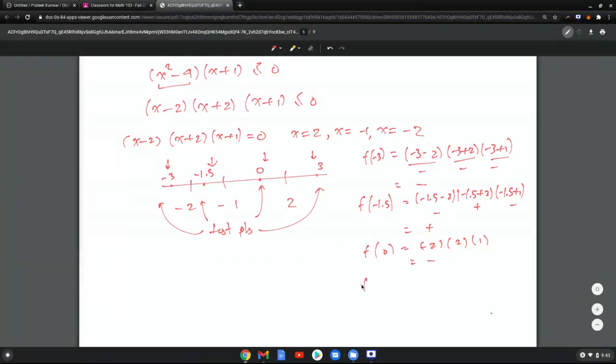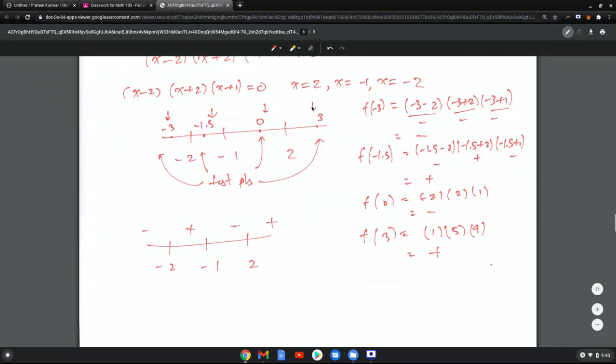And lastly, f of 3 is going to be 1, 5, 4, all positive. So this is positive, which means redrawing, these are my points and my signs are negative, positive, negative, positive.